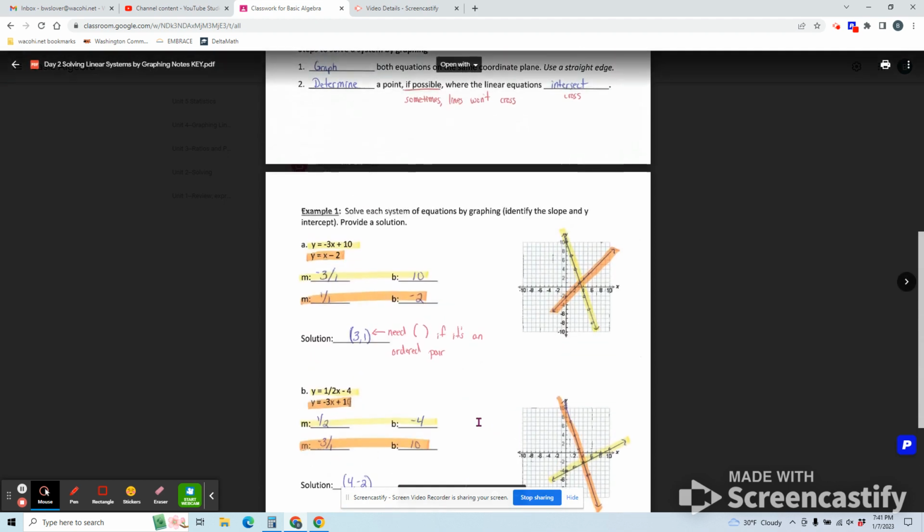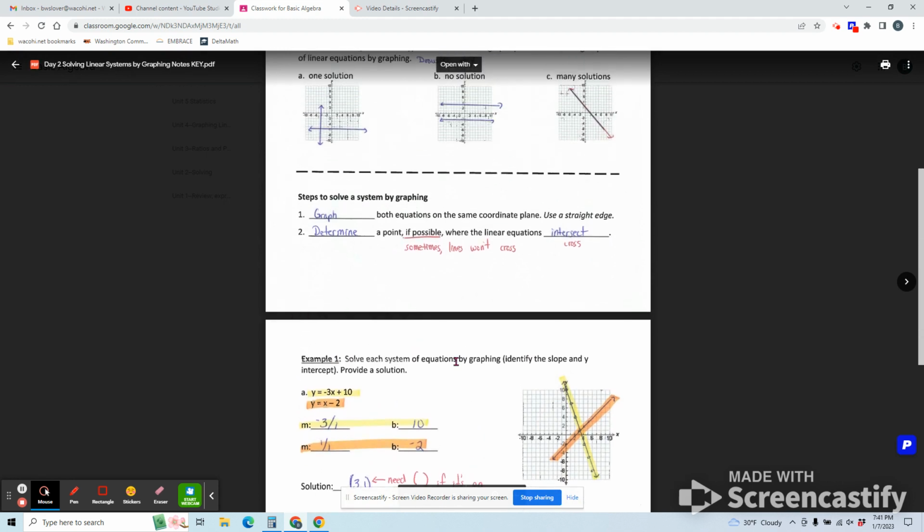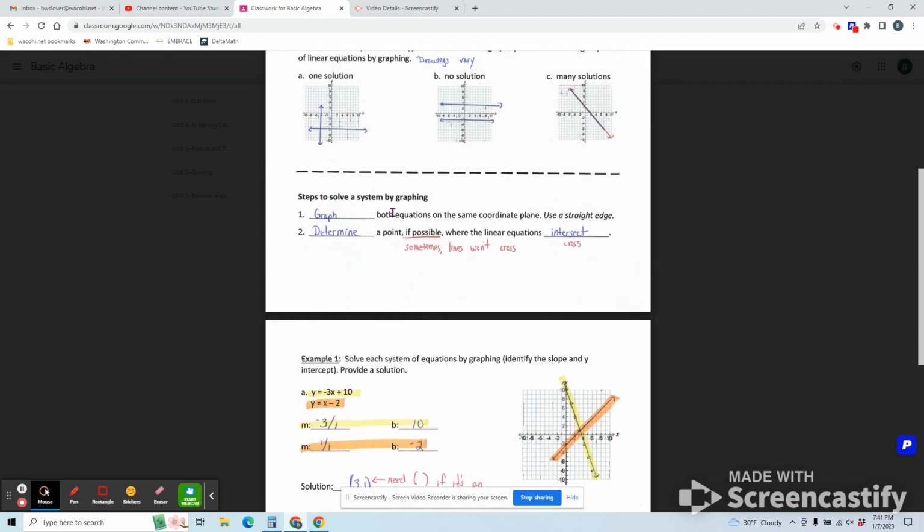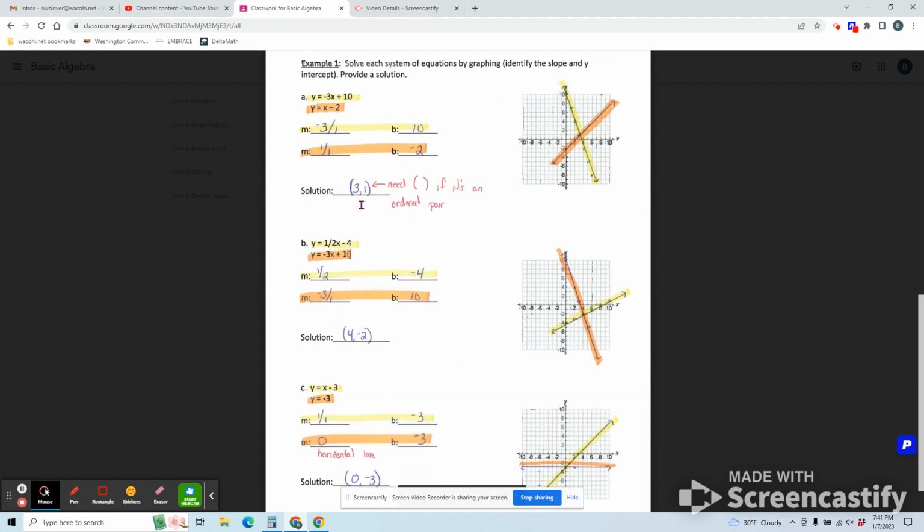So remember, you got 2 steps in order to solve a systems of equations by graphing. You got to graph them. So put both equations or however many equations you have on the same graph, and then determine a point, if possible, where the lines intersect. In today's lesson, everything had one solution, okay, but that's not always going to be the case.